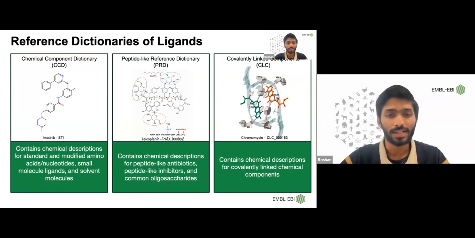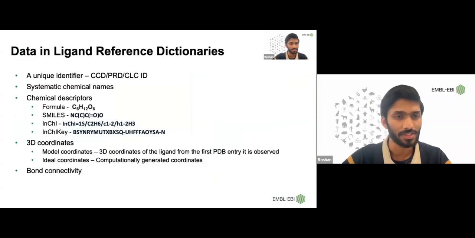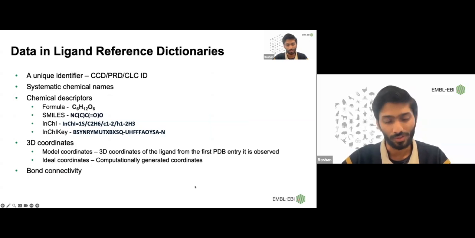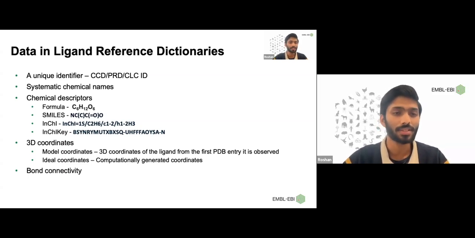Now let's see what the data is and how it is represented in these dictionaries. In each of the three dictionaries, every entry has a unique identifier: CCD ID, PRD ID, or CLC ID. You will have the systematic chemical names associated with these entries and the common descriptors like formula, SMILES, and InChIKey. Importantly, PDB is a structural database. It has the 3D coordinates of all these entries as well. For all the entries, you have three coordinates mainly. One is called a model coordinate, which is the 3D coordinates of the ligand atoms selected from the first PDB entry in which this ligand was observed.